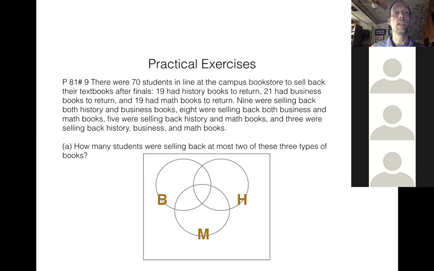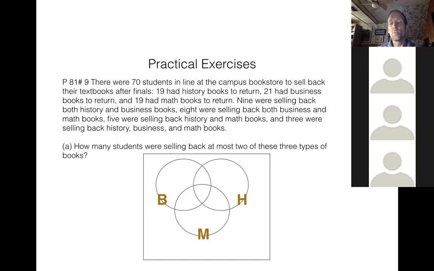And what we're going to do is start by looking at the question and noticing in the first sentence, they're talking about what happened to 70 students. The 70 students made some kind of transaction that had to do with history books, business books, or math books. So we're going to start out by creating 3 circles. One circle will stand for everything that happened with business books, B. The circle marked H is going to stand for everything that had to do with history books, and the M, anything that had to do with math books.